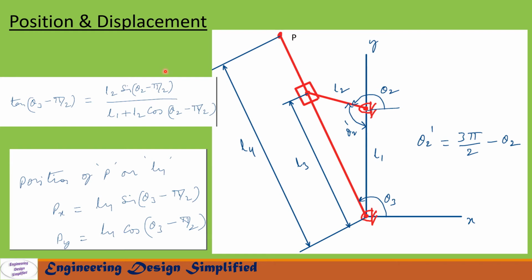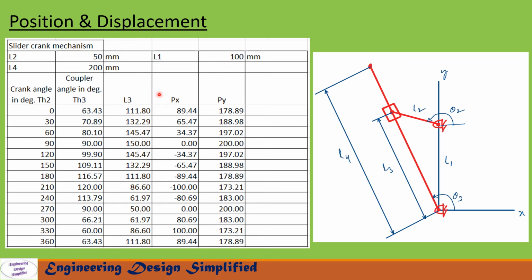After having derived all the necessary equations, now let us solve a problem using Microsoft Excel. In this problem we have taken L2 as 50 millimeter, L4 as 200 millimeter, and L1 as 100 millimeter. This column is crank angle 0 to 360 at an interval of 30 degrees, this column is theta 3, and this column is L3. This column is Px and this column is Py.